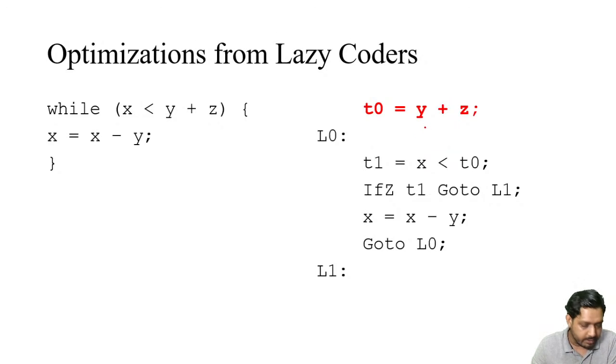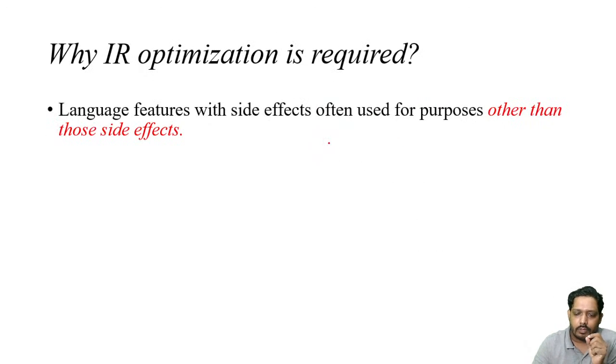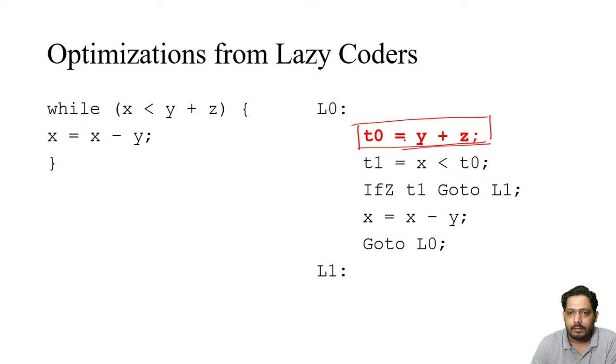So again, it's about utilizing the resources, and this is a computation that doesn't depend on the loop. Look at this one more time: t0 is equal to y plus z. This computation is called loop invariant computation. And what is the loop invariant computation?